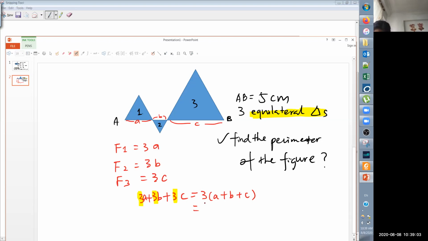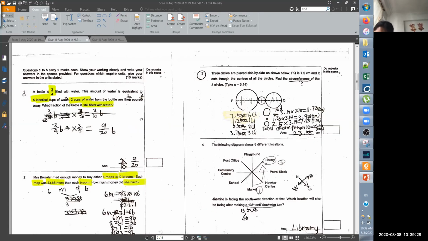And then after that, your 3 is here, and you know that A plus B plus C is actually your length of AB, which is 5 cm. So 3 times 5, it's 15 cm. That's how you get the perimeter of the figure. Simple? Okay, this is a very common question, so I hope you know how to do it if you ever face this question in the future. Next.